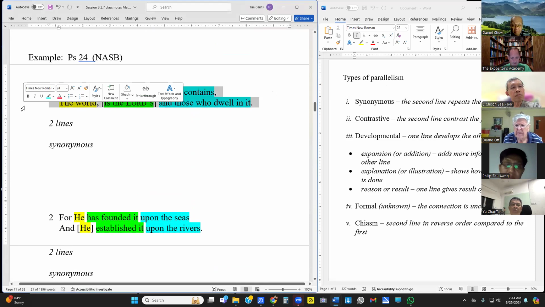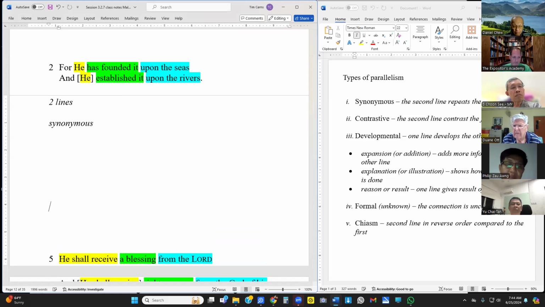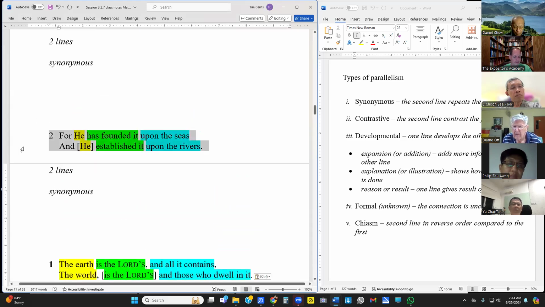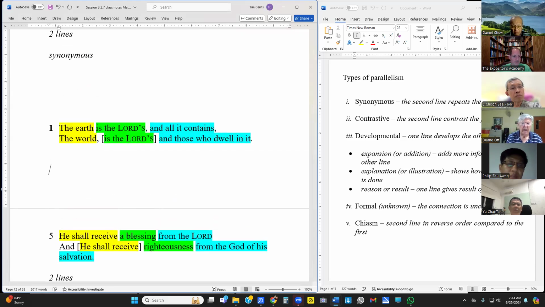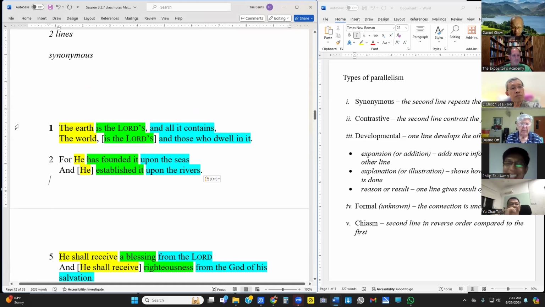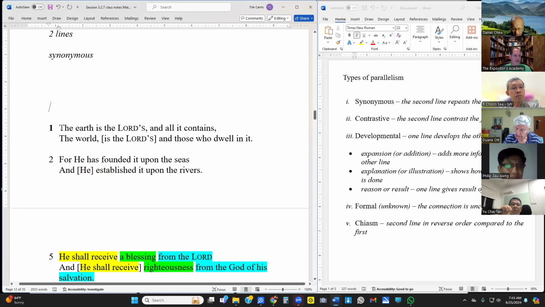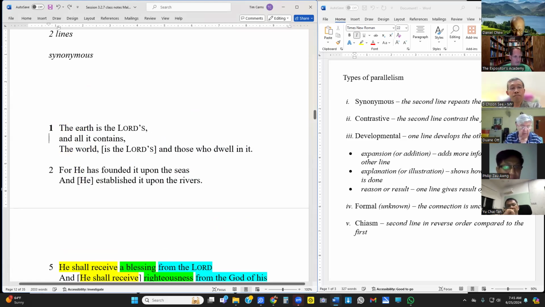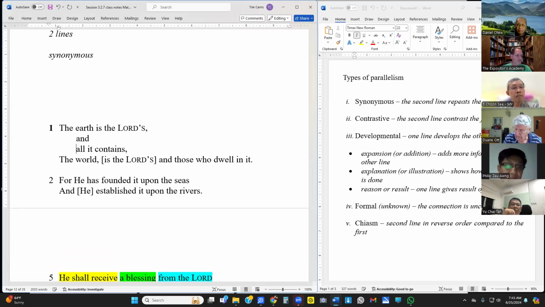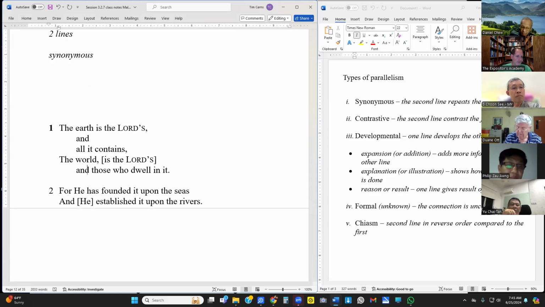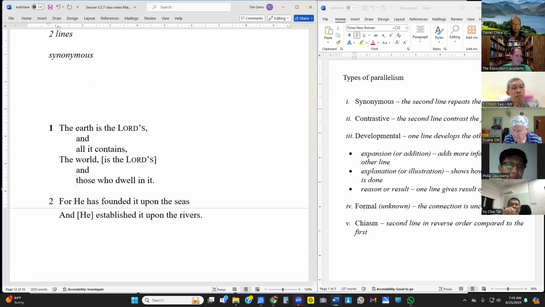Here, let me just do that real quick. This is a bonus feature for our class today. All right. So notice we have these two statements here in verse 1 that basically are saying the same thing. So how would we diagram it? We'd have the earth is the Lord's. The earth and all it contains is the Lord's. All right. The world is the Lord's, and those who dwell in it.